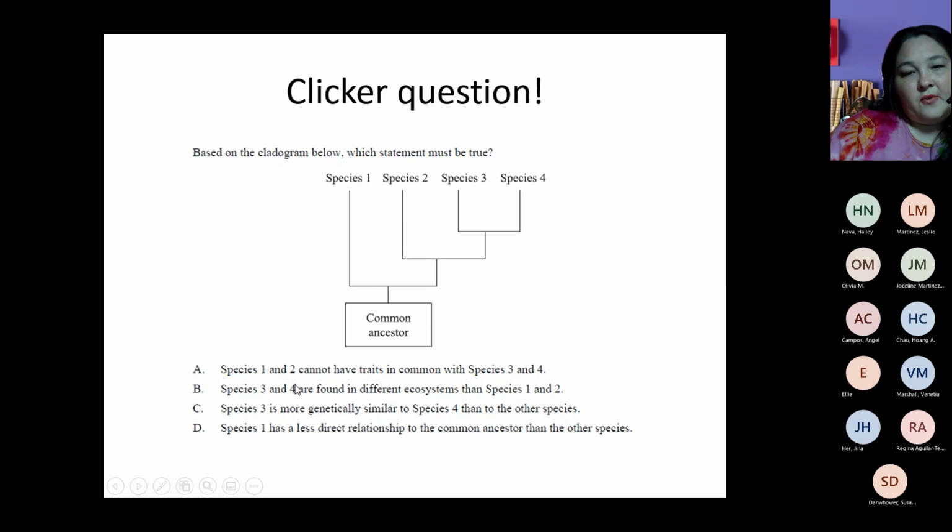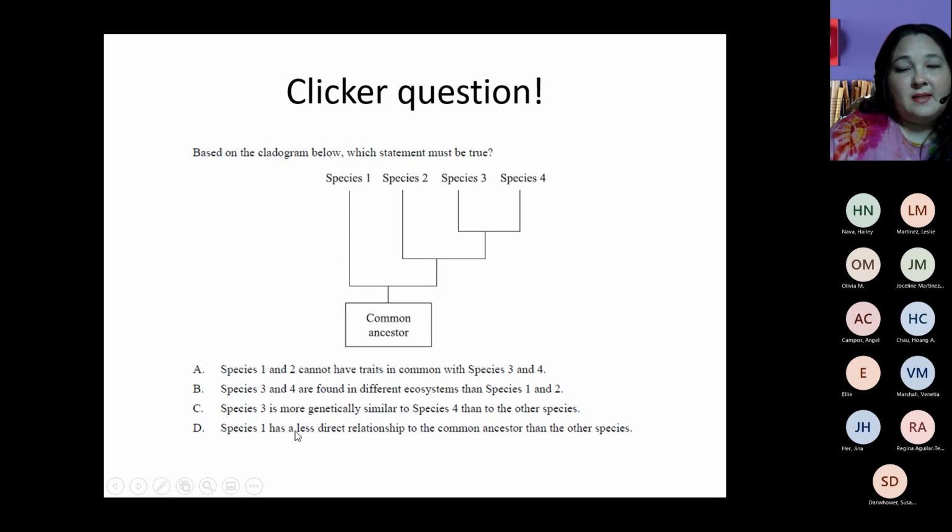B, species 3 and 4 are found in different ecosystems than species 1 and 2. That is not true because a cladogram, a phylogenetic tree, does not say anything about the ecosystems or the habitats in which an organism lives, only evolutionary relationships. C, species 3 is more genetically similar to species 4 than to the other species. This is correct. You can see that species 3 and 4 are closest together on the tree.